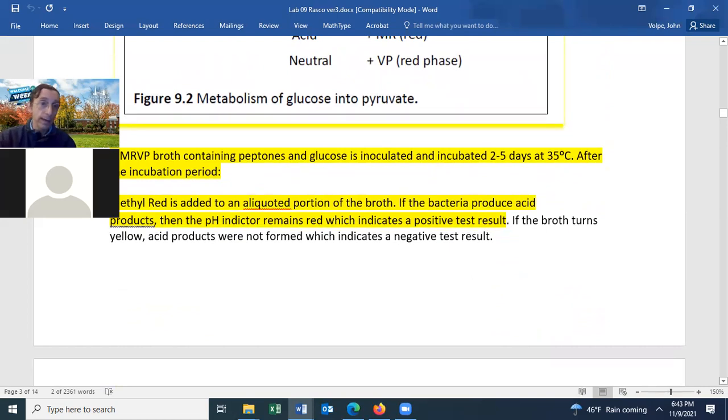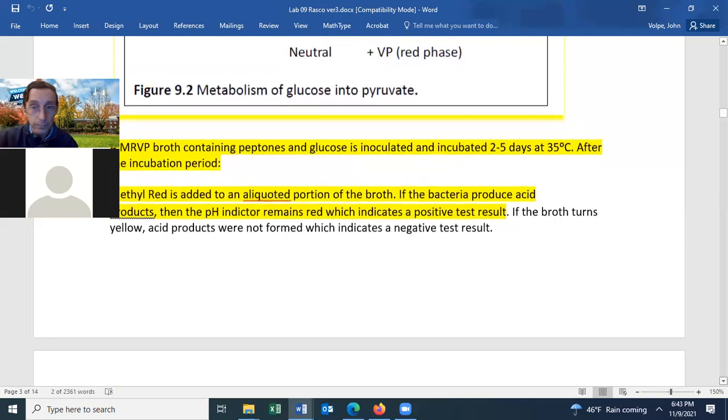So you inoculate an MR-VP broth for 2 to 5 days. MR, you inoculate for 5 days. You can test it at 2 days, but if it is negative, you have to repeat that test and grow it for 5 days. And so in our lab, we will always use 5 days for methyl red. VP can be done at either 2 days or 5 days.